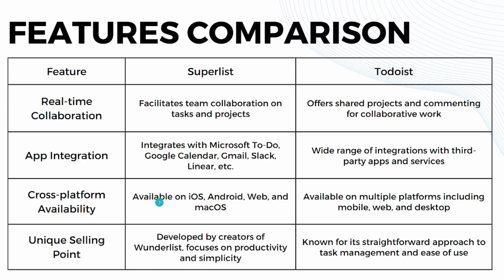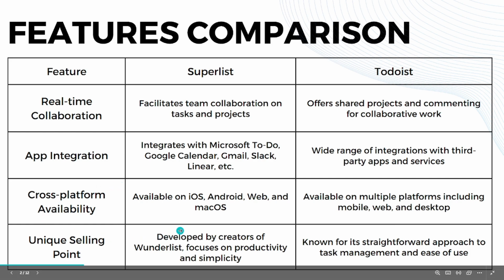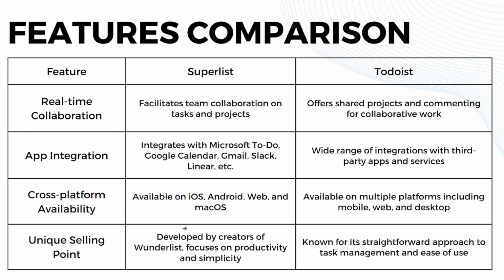When it comes to cross-platform support, Superlist is available on iOS, Android, Web, and macOS, and the same goes for Todoist, available on multiple platforms including mobile, web, and desktop. When it comes to unique selling point, Superlist is developed by the creators of Wunderlist, focused on productivity and simplicity, while Todoist is known for its straightforward approach to task management and ease of use. And yes, that's it. So now let's go to the pricing comparison. We're done with the features comparison.